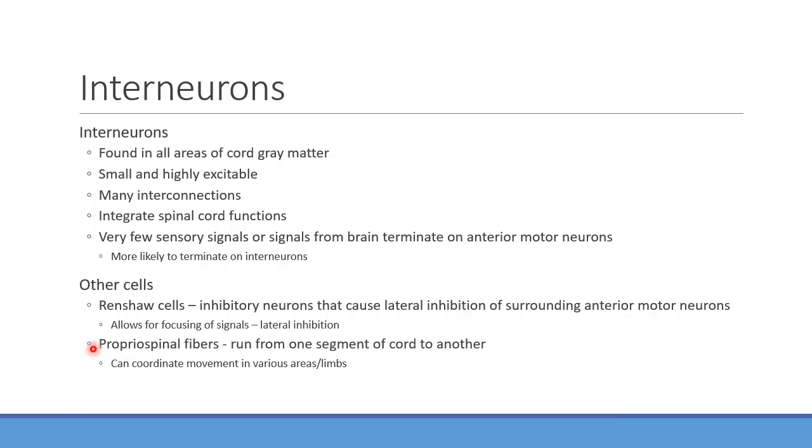We also have things like propriospinal fibers. These are actually good because they can communicate between different segments of the body, say from one side of the body to the other. That allows us to help with things like, okay, what's our position right now? Do I need to contract one leg to counteract what the other leg is doing, etc.? Right?